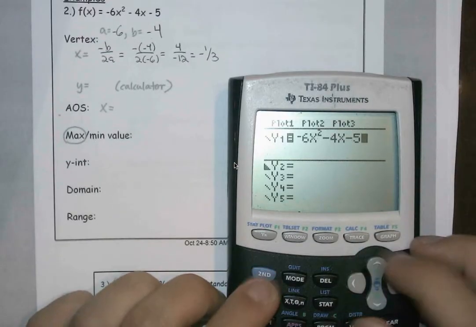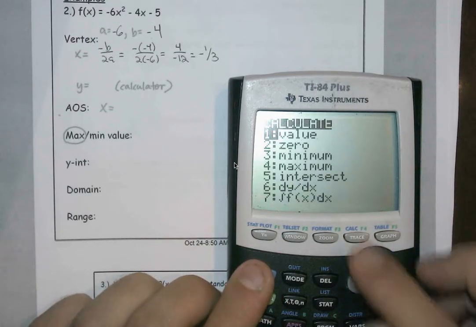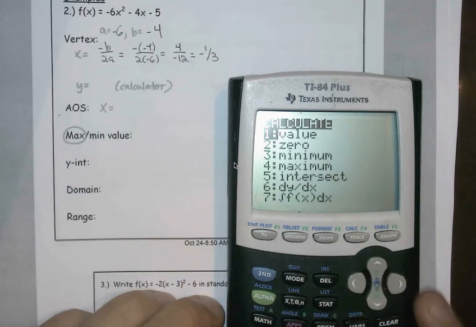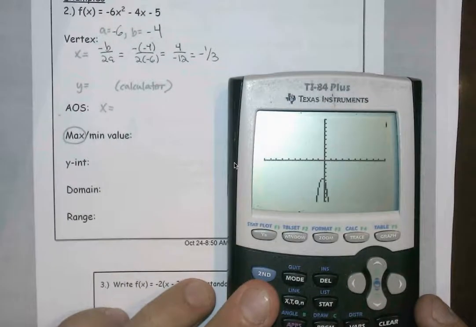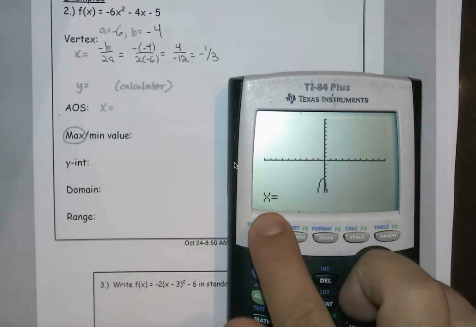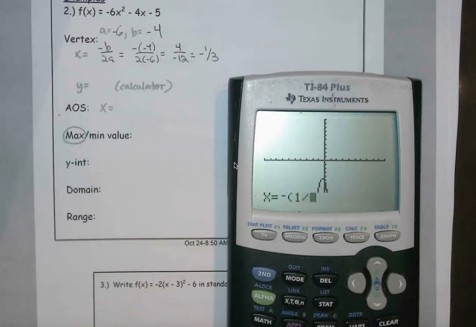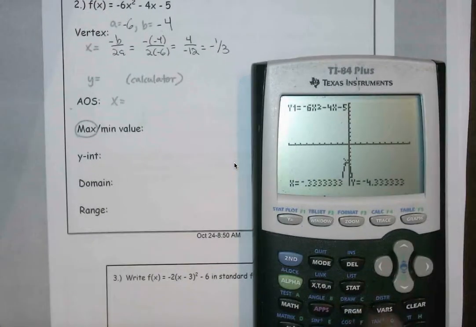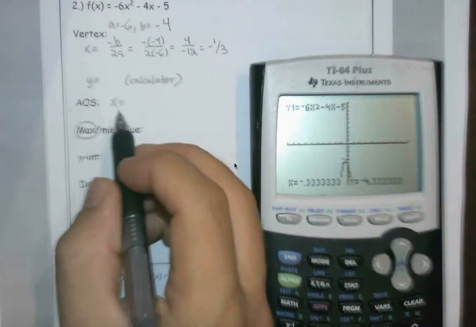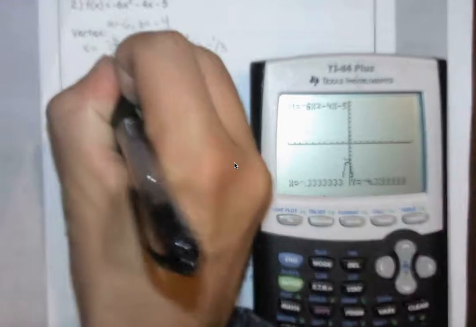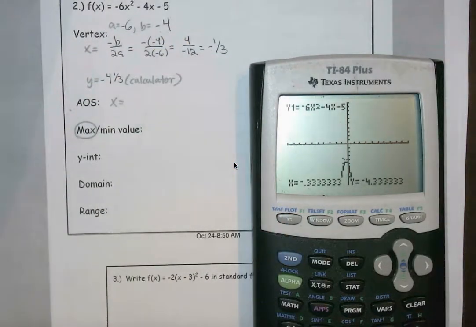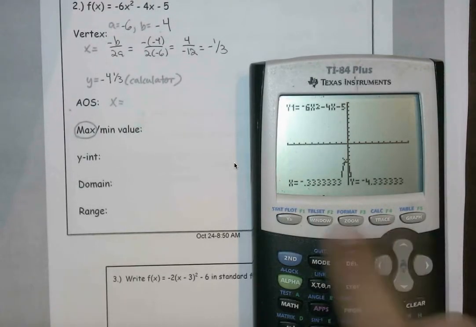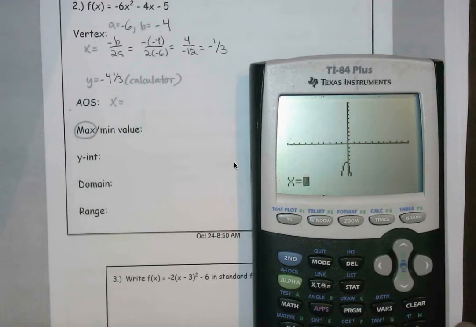So if we hit second and then trace, the value I'm looking for might be a little tricky to get. I know that it's graphed out, but I'm looking for where x is -1/3. And it's saying that this is approximately -4.333 repeating. So if you used arithmetic and you actually plugged in, you're most likely saying that the y coordinate is going to be -4 1/3. Writing this is totally fair game. As you can see from the calculator, I just hit second, trace, hit value, and then typed in -1 dividing by 3. So that's how I got that.